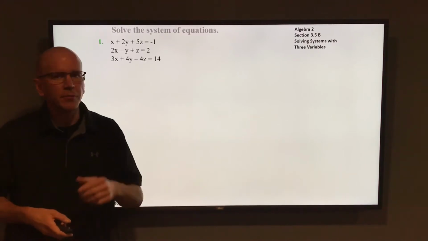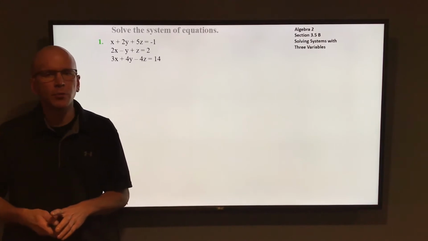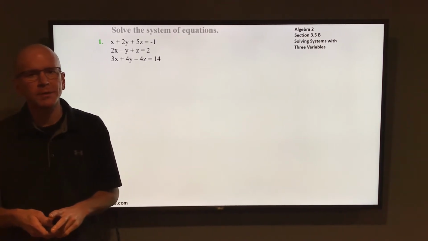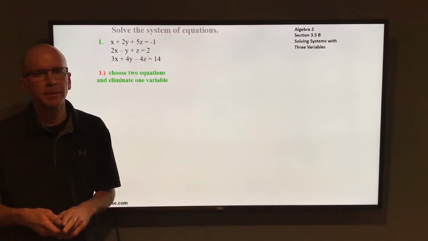Going to solve this system of three equations and three variables. Three equations and three variables, those represent three planes. We're going to find the point or points of intersection of those three planes. The first step is to choose two equations and eliminate one of the variables.